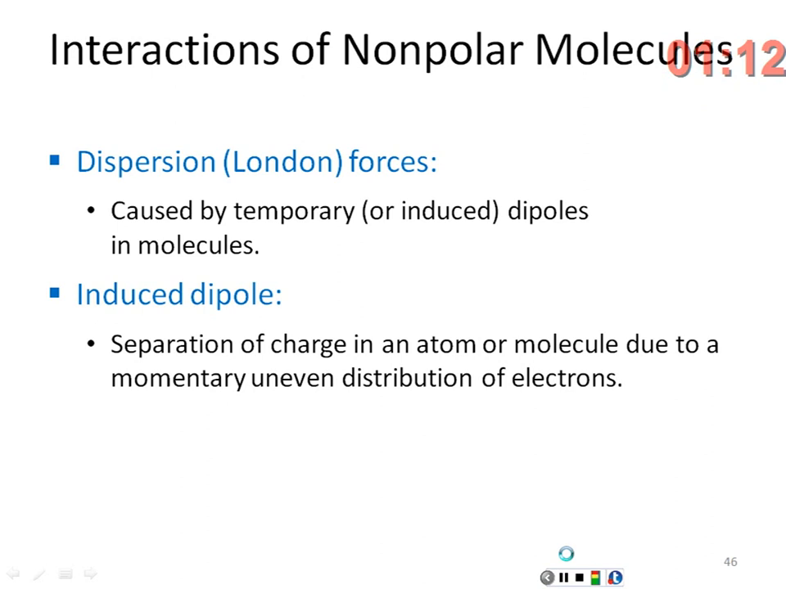So the final class of intermolecular forces we're going to talk about are dispersion forces. Sometimes they're also called London forces, and these are caused by temporary dipoles, or another term for that is induced dipole. An induced dipole is a separation of charge in an atom or a molecule due to a momentary uneven distribution of electrons. So you can have a molecule that's normally nonpolar become polar temporarily.